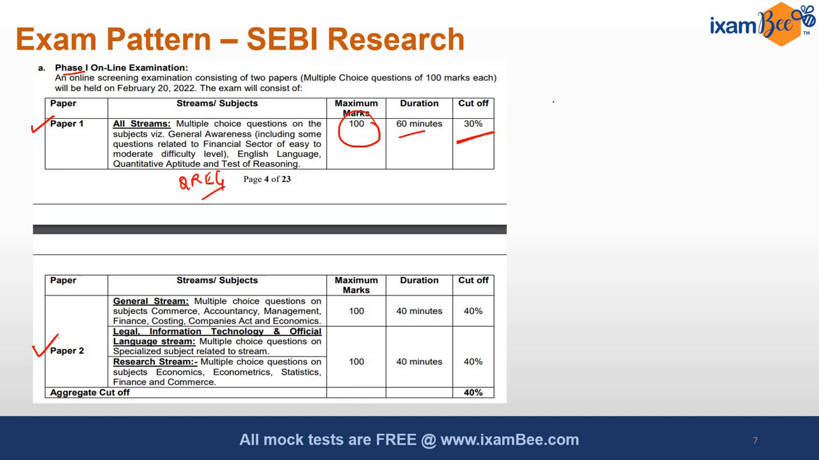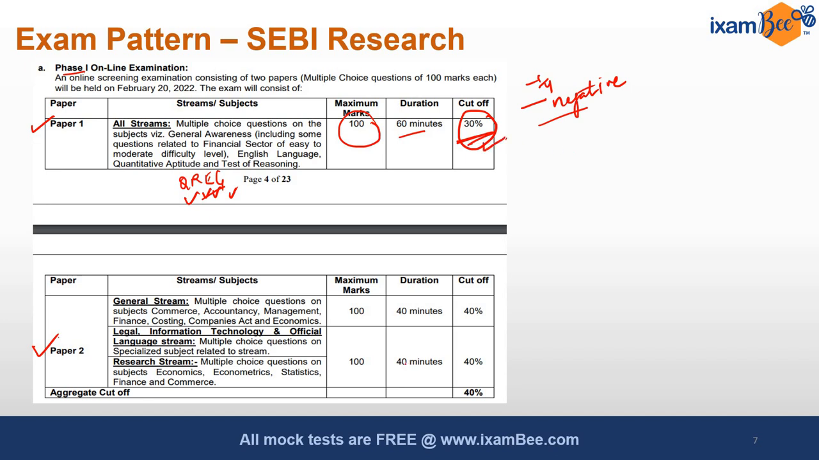And there is negative marking as well. 1/4 of the marks are deducted for a wrong answer. So there is 1/4 negative marking. However, there is no sectional cutoff between quant, reasoning, English and GA. There is only an overall cutoff in this paper, which is 30%.